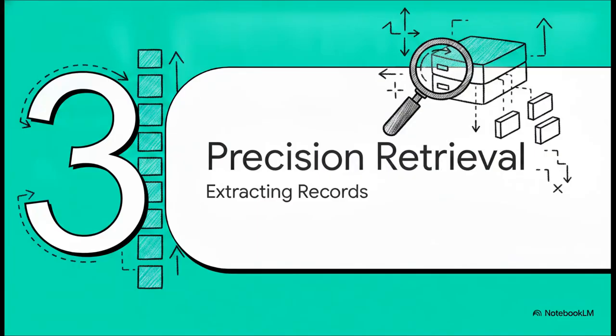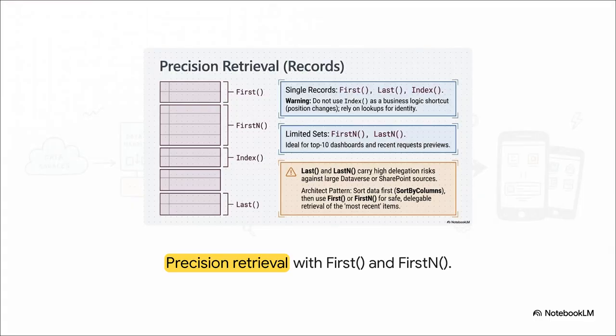All right. Let's look at section 3, precision record retrieval. Look, you don't always need to pull a massive table, right? Sometimes you just need specific rows. For that, we have First, Last, and Index for single records, and FirstN and LastN for limited sets, kind of like top 10 dashboards. But hey, there is a critical warning here. Using Last and LastN carries incredibly high delegation risks against large Dataverse or SharePoint sources. A function that works beautifully on 20 records might fail spectacularly on 2,000.